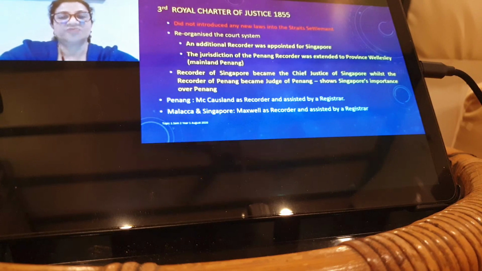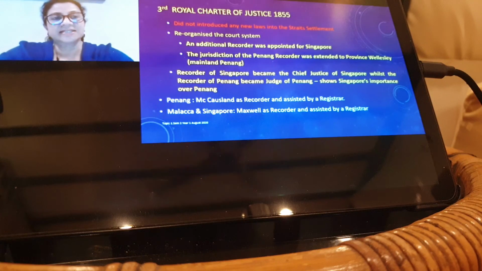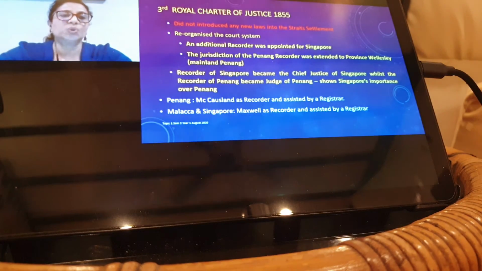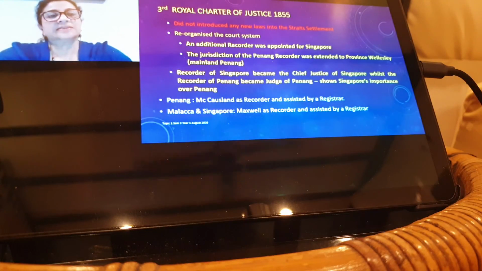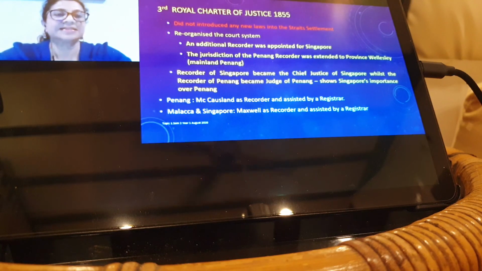So you had the first, then you have the second, and you have the third. You need to know all the three Royal Charters of Justice and what this Charter of Justice brought about as far as the legal system, the influence on the legal system, shaping the legal system.